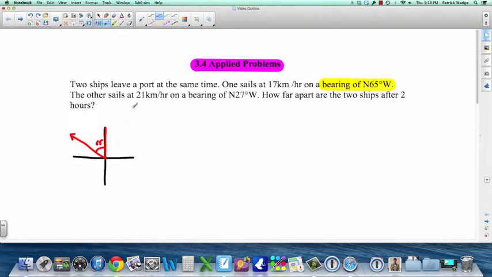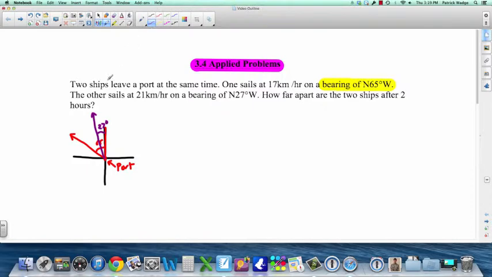Okay, so we've got this first ship. Two ships leave a port. Here's my port right there. At the same time, one sails at 17 kilometers an hour on a bearing of 65 degrees west of north. So there's my 65 degrees west of north. The other sails at 21 kilometers an hour on a bearing of 27 degrees west of north. So it's not going north, it's going a little bit west of north, but not as much. It wouldn't be this far, it would be something like this, and this right here would be 27 degrees. So that's the second boat. How far apart are the two ships after 2 hours?